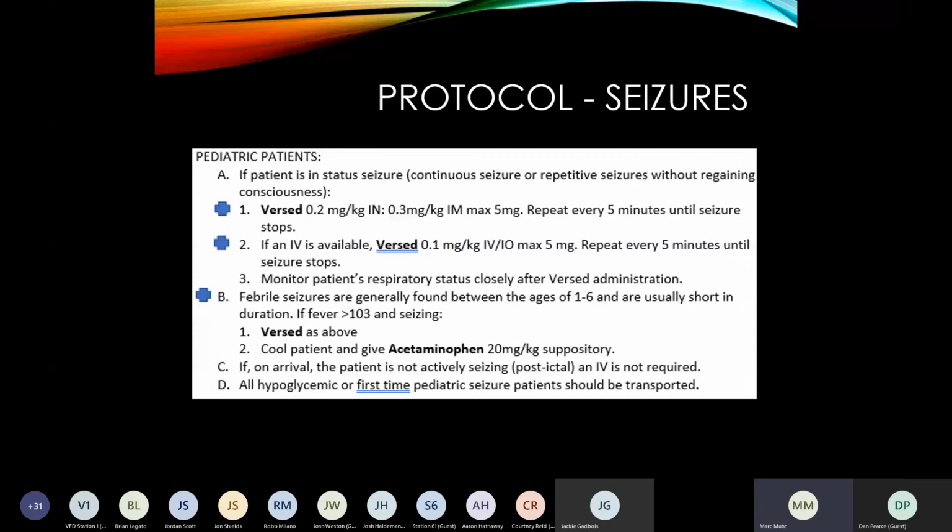If on initial arrival your patient isn't actively seizing, if they are postictal, IV is not immediately required. If the patient is hypoglycemic or this is a first-time pediatric seizure, even if febrile, patients need to be transported.